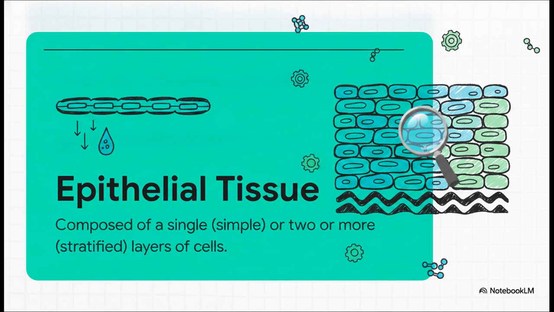This is defined simply as an epithelium composed of a single, highly efficient layer of cells. It's thin, which is great for things like absorption and secretion. On the flip side, we have stratified epithelial tissue. This type contains two or more layers of cells. Because it's multi-layered, it's generally thicker and provides a much higher level of protection against wear and tear.